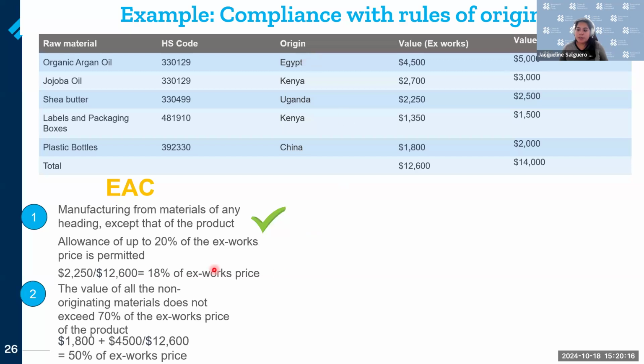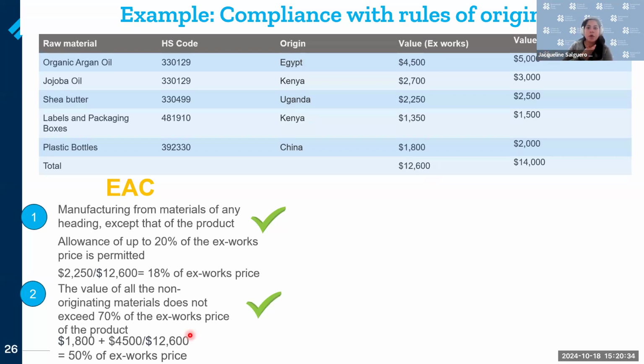And that's it. So we need to sum 1,800 here plus 4,500, and that divided by the 2,600, which represents 50% of the export price. So therefore, I comply with this rule. So under the EAC agreement, if this is my table, I actually can go for one or the other.